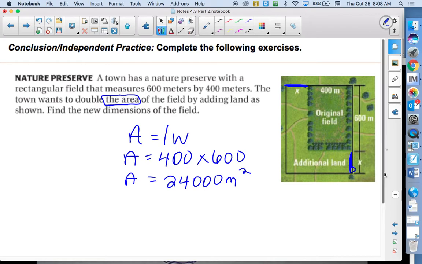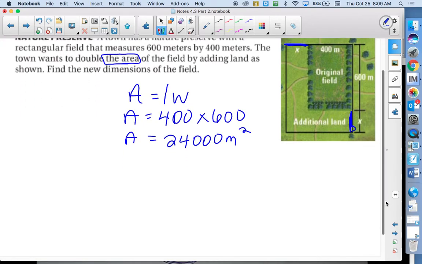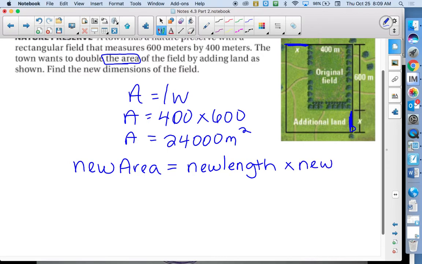So we know that area is equal to length times width. Our new area has to be equal to the new length times the new width. Still length times width, but now we got this new space. We're increasing it. So what is the new area supposed to be? How big is it going to become? We're doubling it. Julia? 400 plus x times 600 plus x.